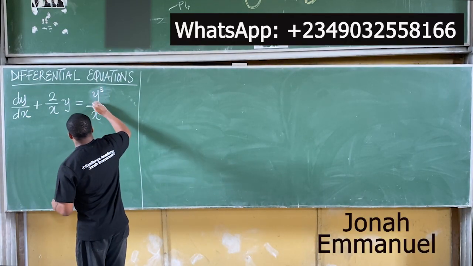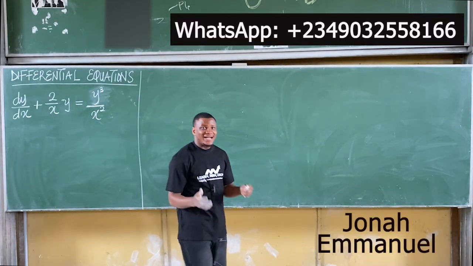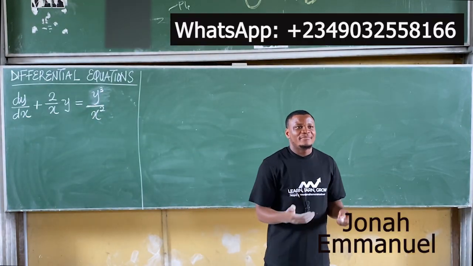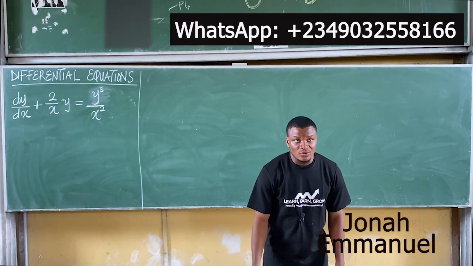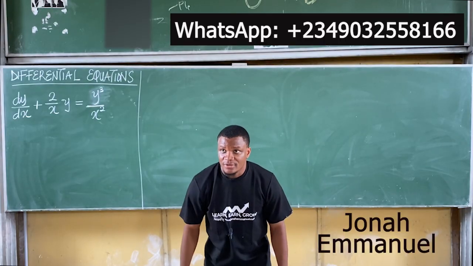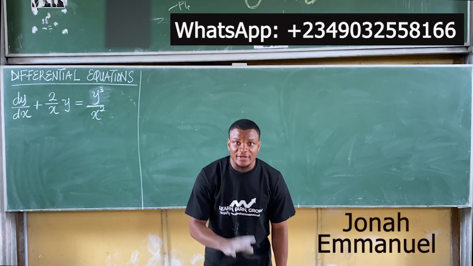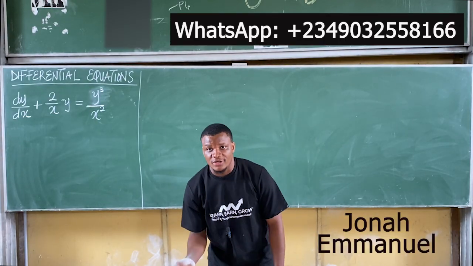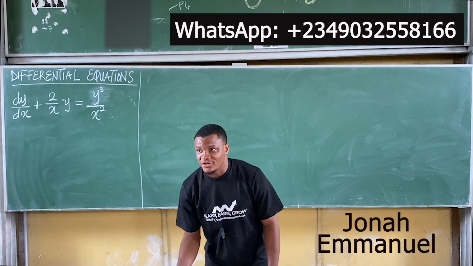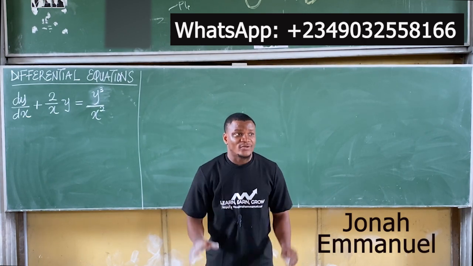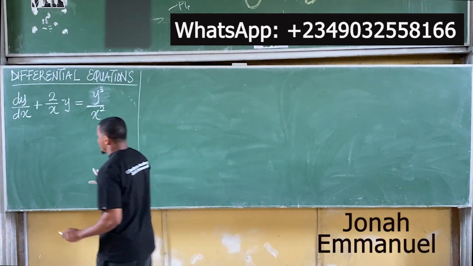Please note the form of each of these. In your exam, you will not be told that it is a Bernoulli's equation. You just say solve. So you have to look at it and know: is this Bernoulli? Is it first order non-homogeneous? Is it first order homogeneous? Am I using integrating factor? You have to know these things on your own. How do you solve this?